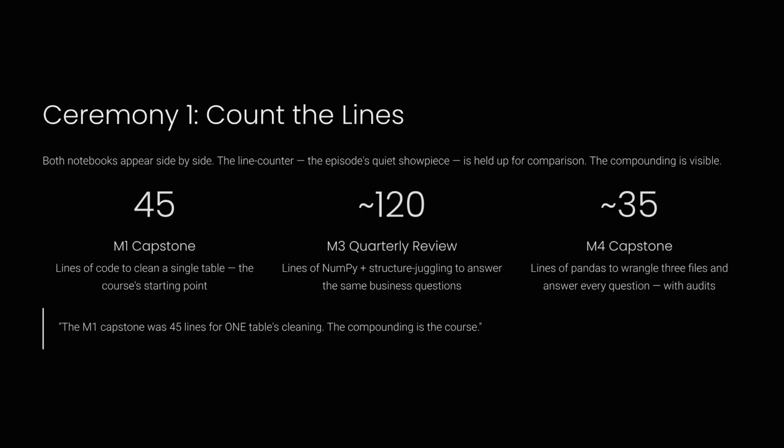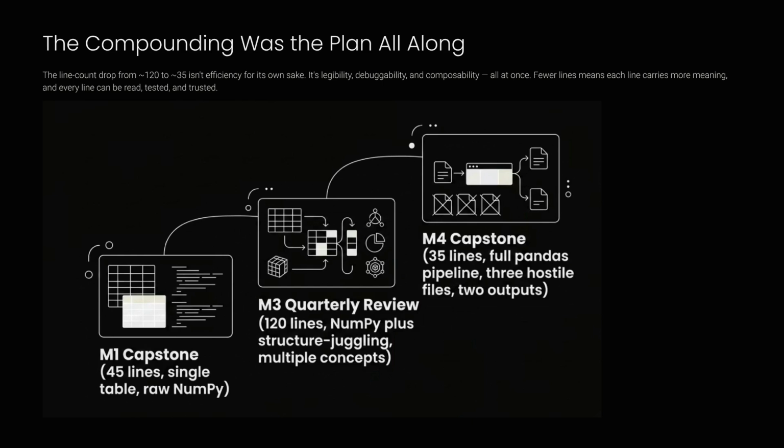In our first ceremony, we compare line counts. While our initial project took 45 lines for one table, our current workflow handles triple the complexity in roughly 35 lines. The compounding of your skills is the real story here. The goal was always compounding. Reducing line counts isn't just about efficiency, it's about legibility and debuggability. By simplifying our code, we ensure that every line can be easily read, tested, and trusted in production.